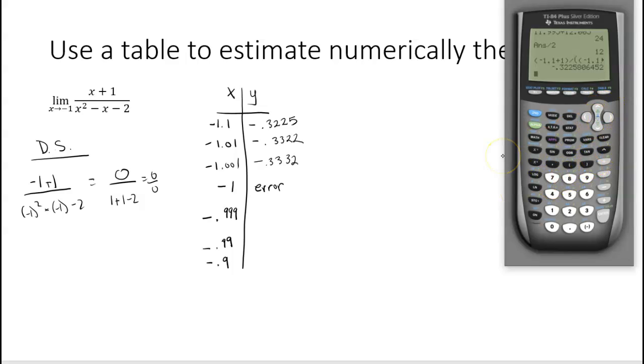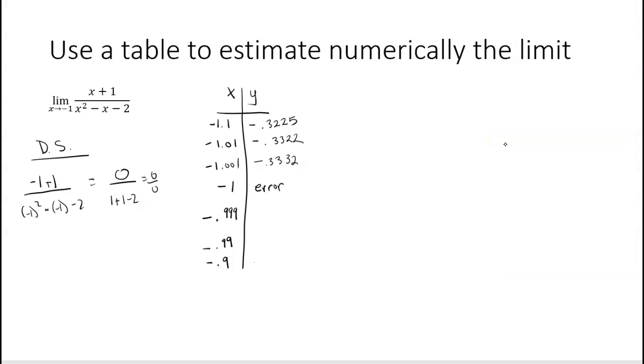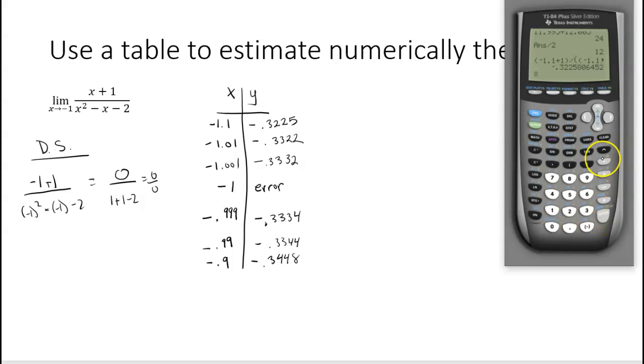So what's going to happen if I use my 0.9s? Let's go ahead and do the 0.9s. If we plug them into our calculator, you're going to get these answers: negative 0.3448, negative 0.3344, and negative 0.3334. Okay, so again, all of my numbers seem to be negative, so that's good. They all have about 0.333 in them. So again, it's safe to say that you're probably going to connect.